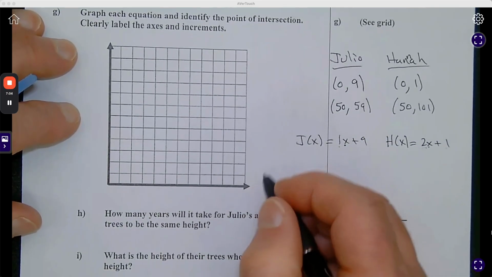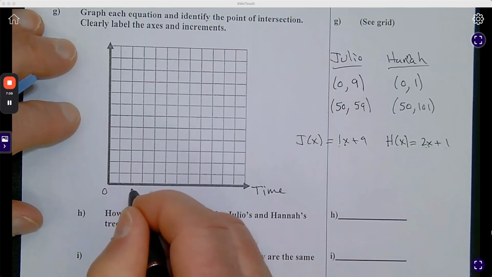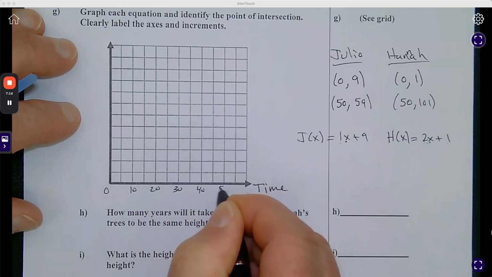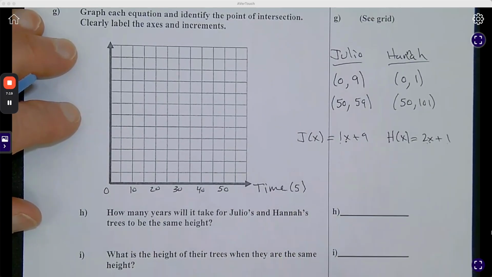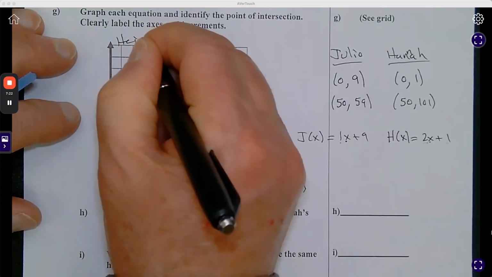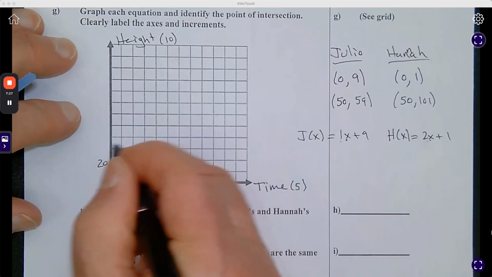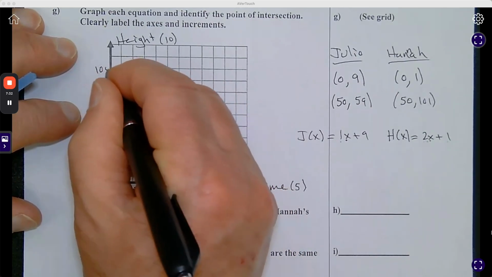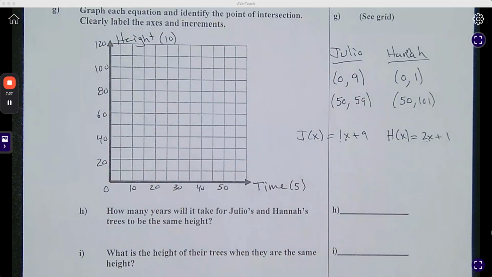All right, time is here. I'm going to do increments of 5. Boom. And I'll show increments right there. And then we have height. We got to get up to 101, so I'm going to do increments of 10. And there it is. And I'm going to make this 120. Okay, that's a nice coordinate plane. Spans most of the grid.